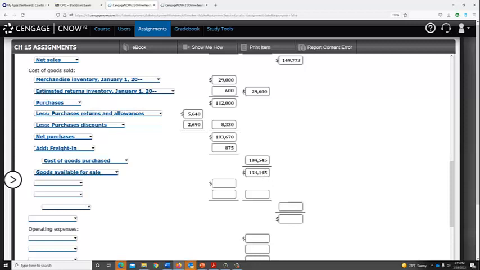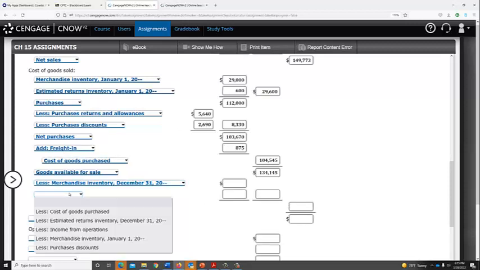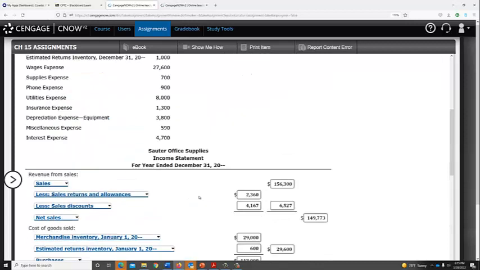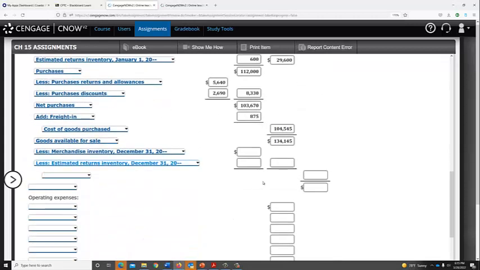Now we need to start working on the cost of goods sold. So we know what we had to sell. If we know our ending inventories, we can subtract those and get our cost of goods sold. So we need our merchandise inventory ending balance and then the estimated return ending balance. So that would be $32,000 and $1,000. So that means our ending inventory equals $33,000.